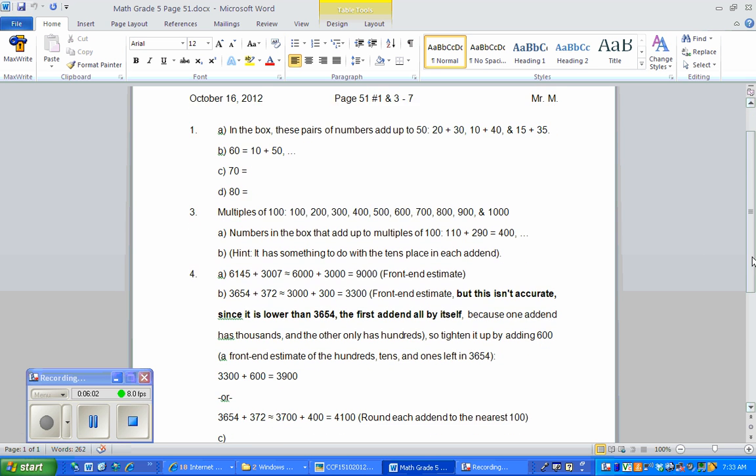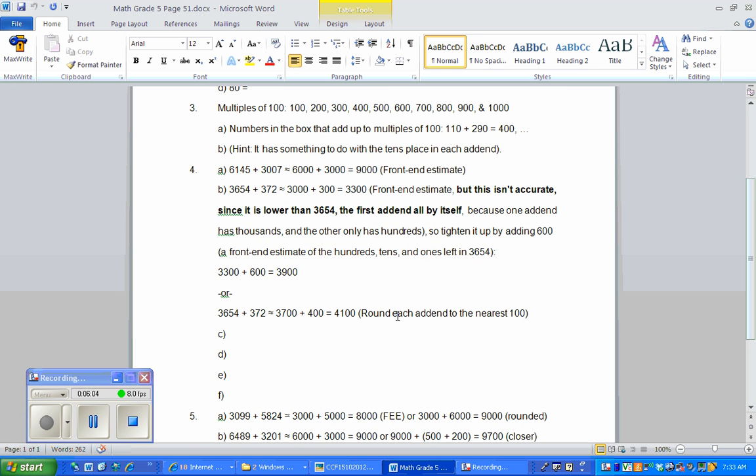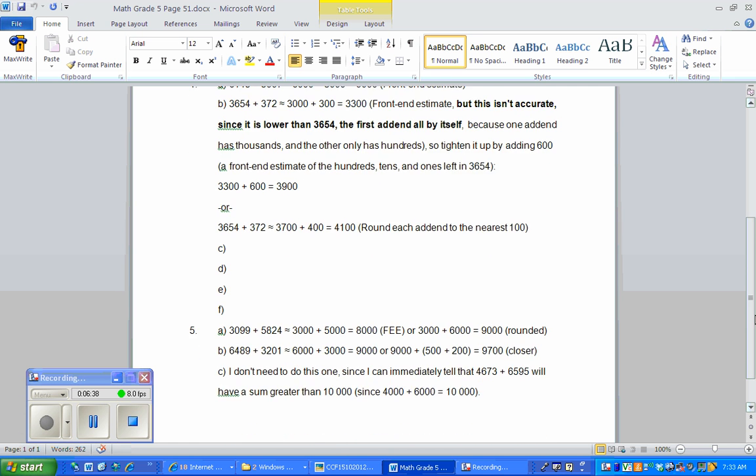A whole other way of doing this question is to just round each addend to the nearest hundred. So round 3,654 plus 372: round 3,654 to 3,700, and round 372 to 400, and you'll get 4,100 as an estimate. Once again, the squiggly equal sign means about. So 3,654 plus 372 is about 3,700 plus 400, which equals 4,100. That's if you round each of the two addends to the nearest hundred.